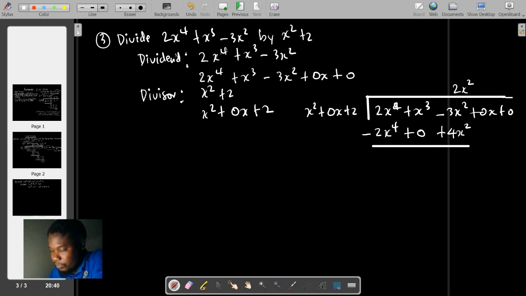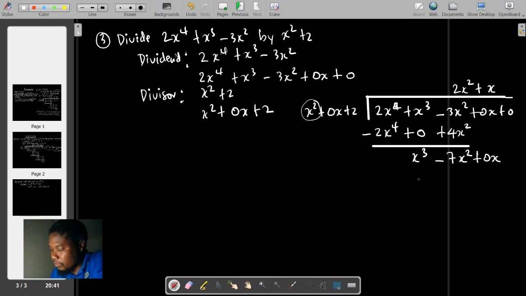When we subtract, we end up getting 2x to the power 4 minus 2x to the power 4 is 0. And then x to the power 3 minus 0 is actually x to the power 3. And then we do negative 3x squared minus 4x squared, which ends up giving us negative 7x squared. Then we drop down the 0x. Can you see that? Remember, we're still using x squared. x squared into x to the power 3, what we end up getting is x.